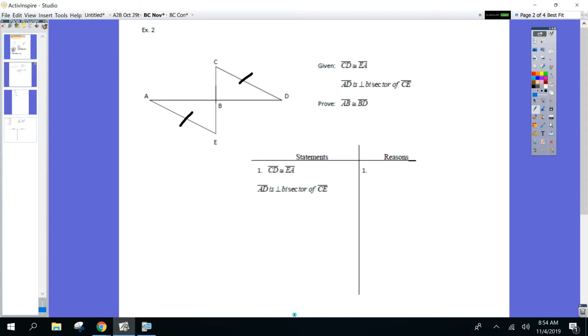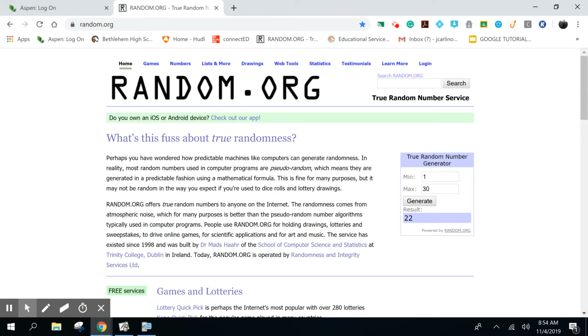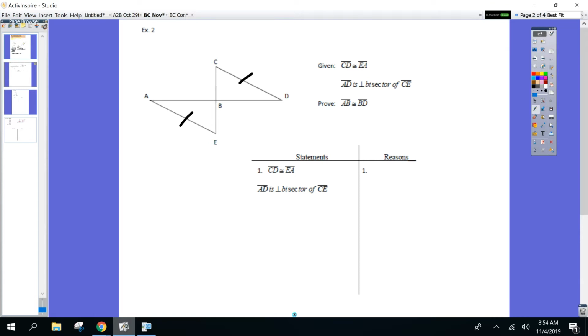AD is the perpendicular bisector of CE. We struggled with this a little on the quiz. What is being cut in half? That's all I want to know. What is being cut in half? Because it's not both of them. What line segment is being cut in half? CE. So I'm going to mark CB congruent to BE. Not the other pair, just those two.